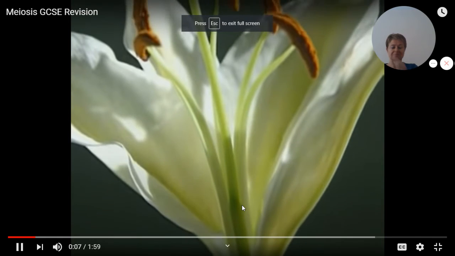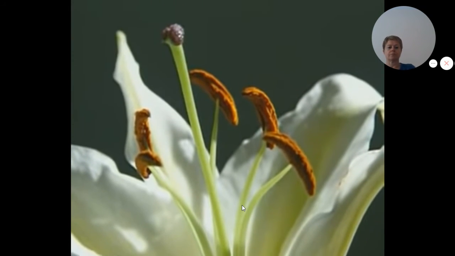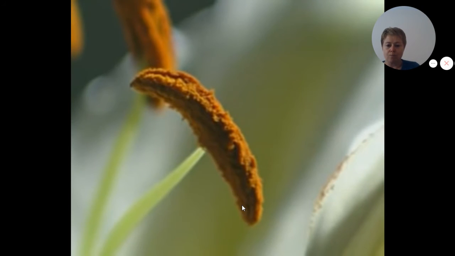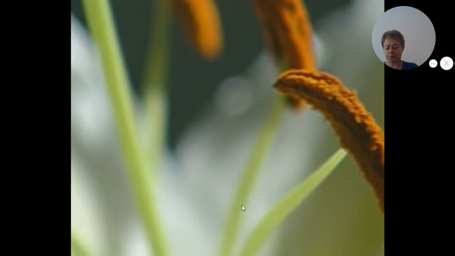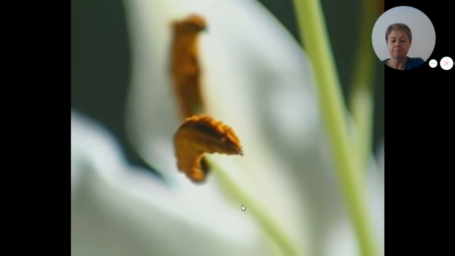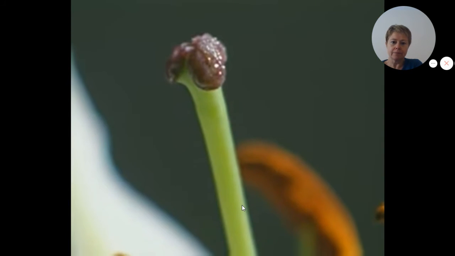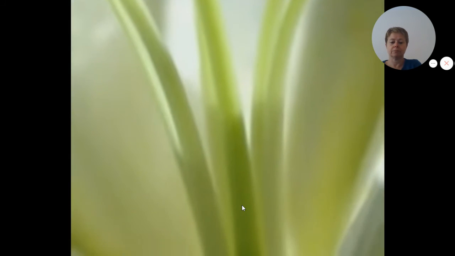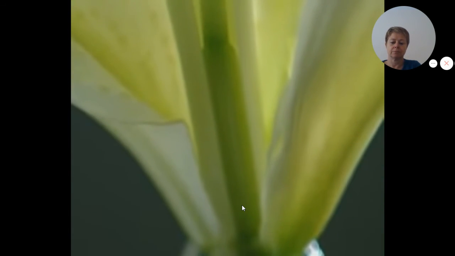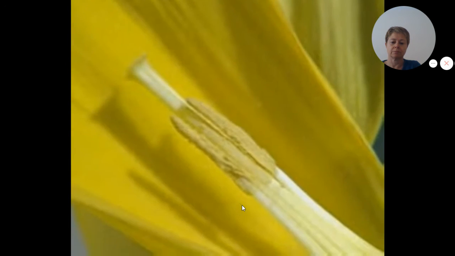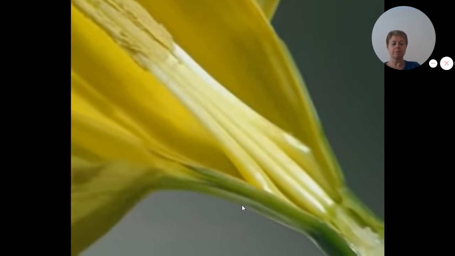In a flower like this, the male reproductive organ is called the anther. It produces pollen grains, the equivalent to an animal's sperm. The female reproductive organ is called the carpel. Inside the swollen ovary at the base are egg cells. Pollen, egg cells and sperm are all produced by meiosis.